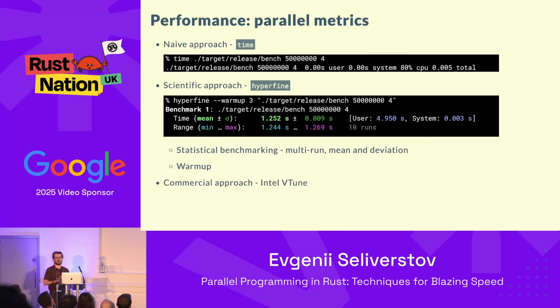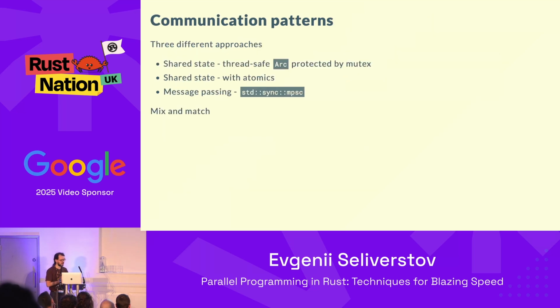And with the commercial approach, there is a tool I don't remember the name of. I don't know if it's available for open source, but it could be a good choice. And the pragmatic approach is to use criterion.rs. It allows us to have almost the same as hyperfine, but inside the program, so you can build benchmarks inside your tests.